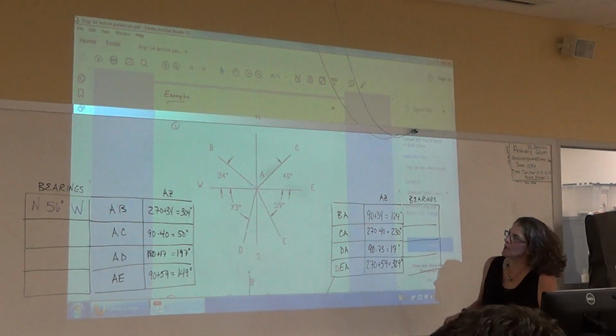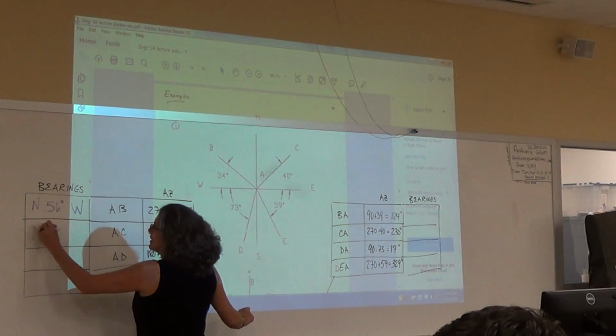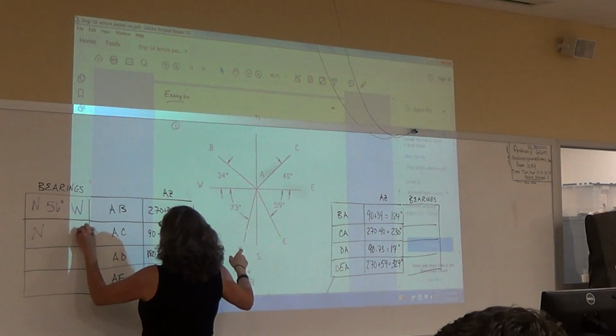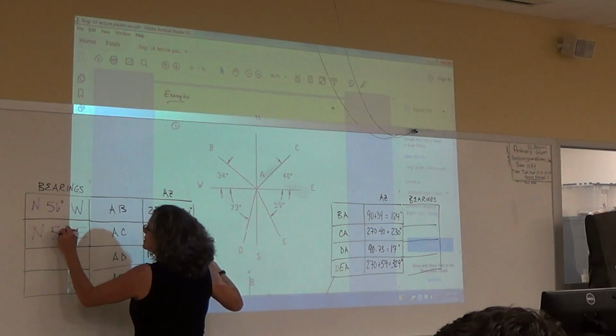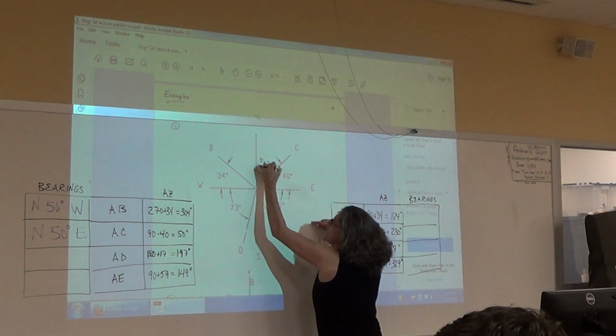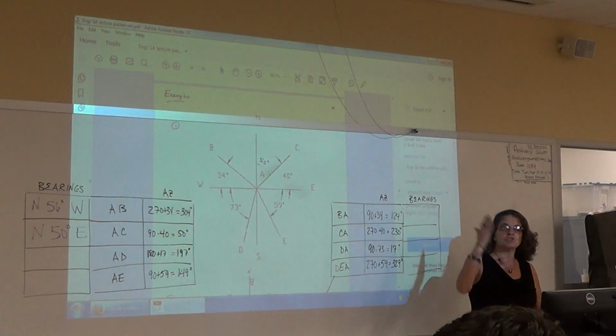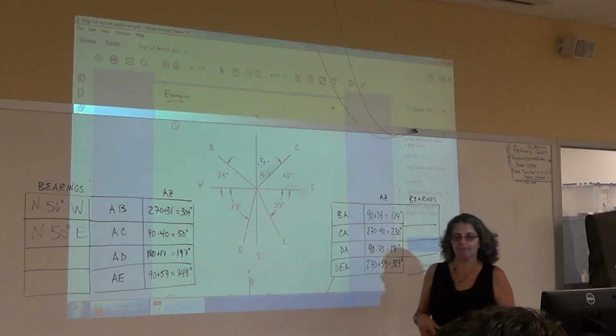Luika, next one. Going from A to C. North 50 east. Okay, north, and it's east, and it's 50 degrees. Why is it 50 degrees and not 40? You started north as the reference.